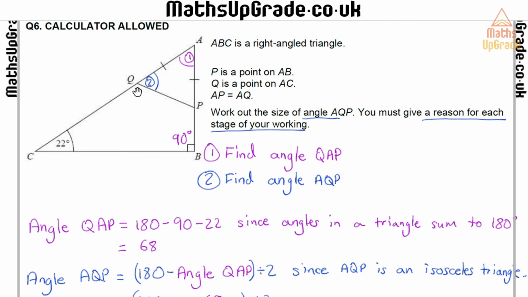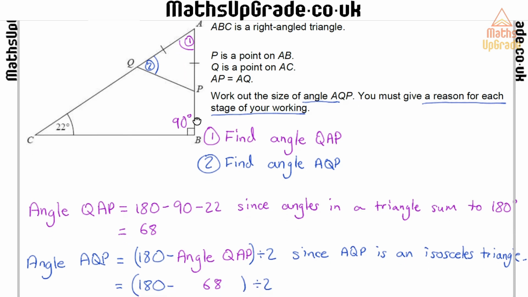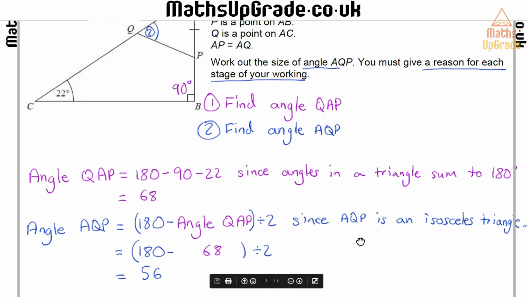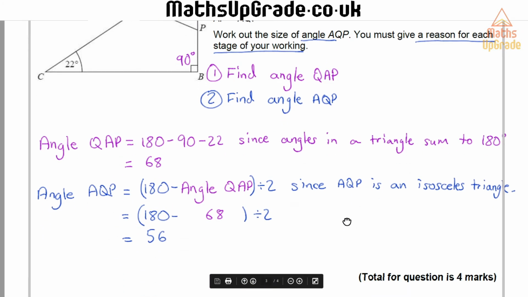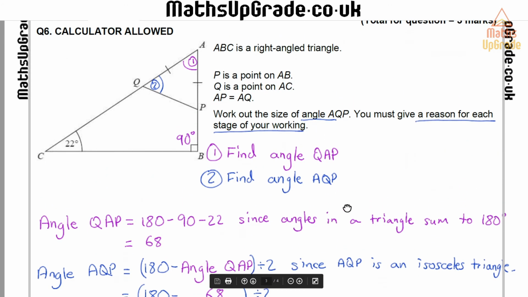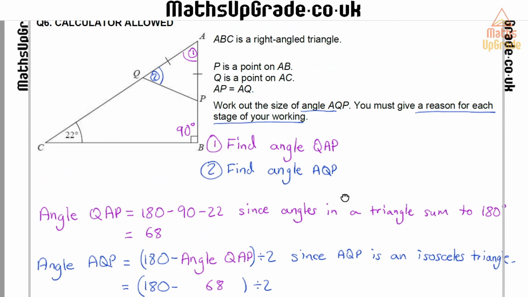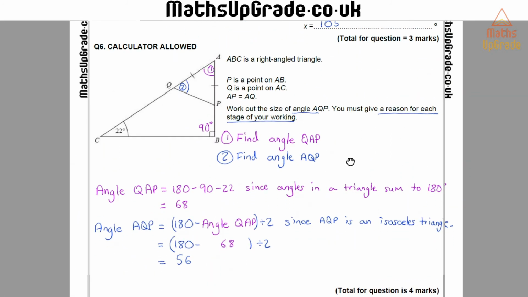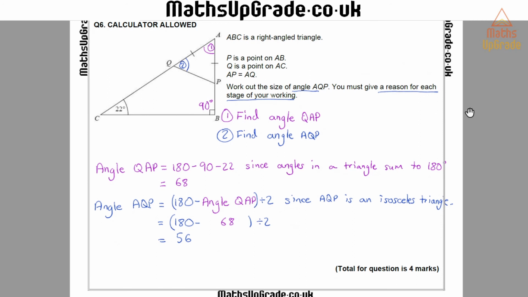Next, angle AQP. AQP, this angle here. Well, since this small triangle is isosceles, I know the top angle here. To find one of the base angles, all I have to do is 180 minus this top angle and then divide by 2. So that gives me 180 minus 68 divided by 2, which leaves me with 56 degrees. So the angle there is 56 degrees. Okay, so that is 4 marks. Make sure you give reasoning and show all your working for each stage.